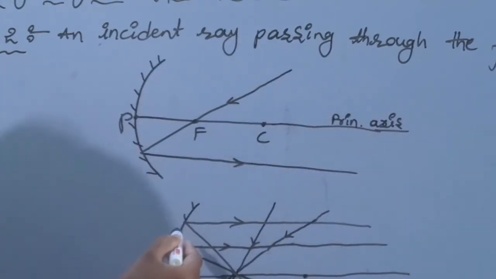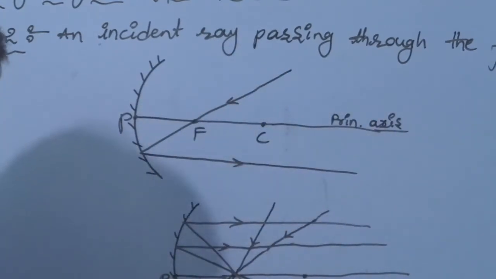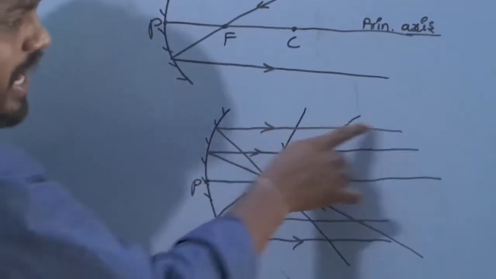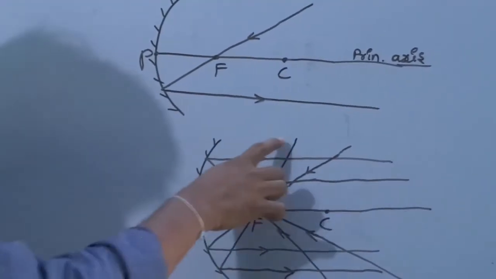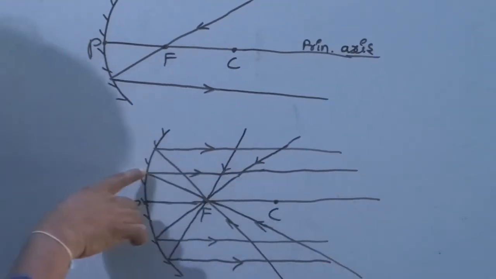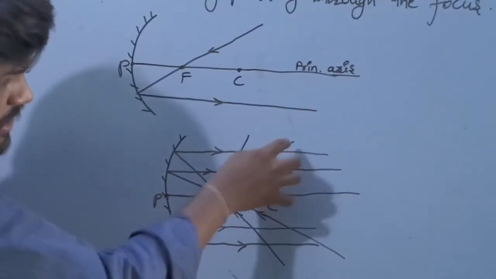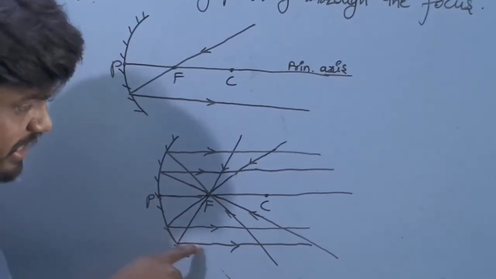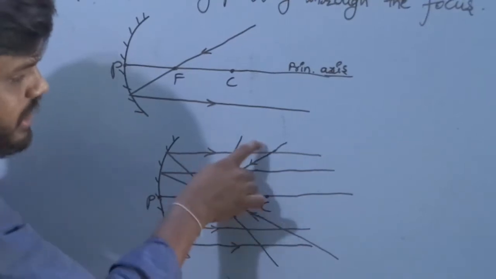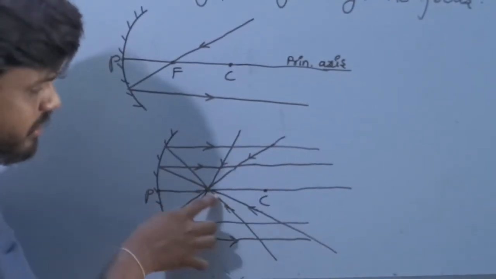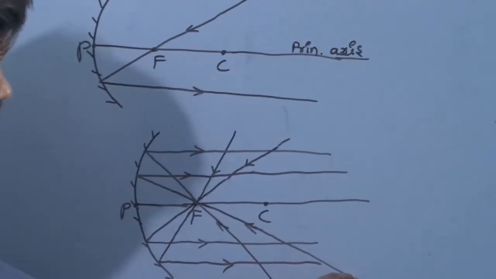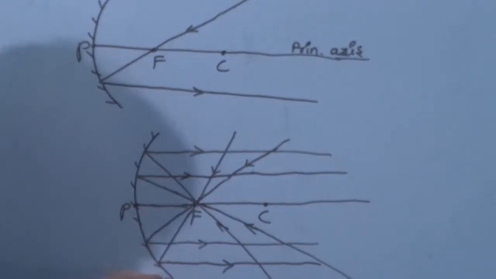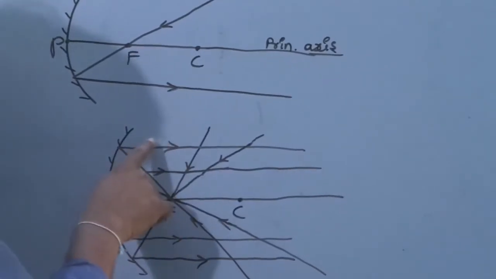This is ray 2. And see the next diagram. All the incident rays which are passing through the focus are, after reflection, parallel to the principal axis. 1, 2, 3, 4 rays I took. These 4 rays are passing through the focus. 2 rays I took from below, again 2 rays I took from above the principal axis, and the reflected rays are parallel to the principal axis.